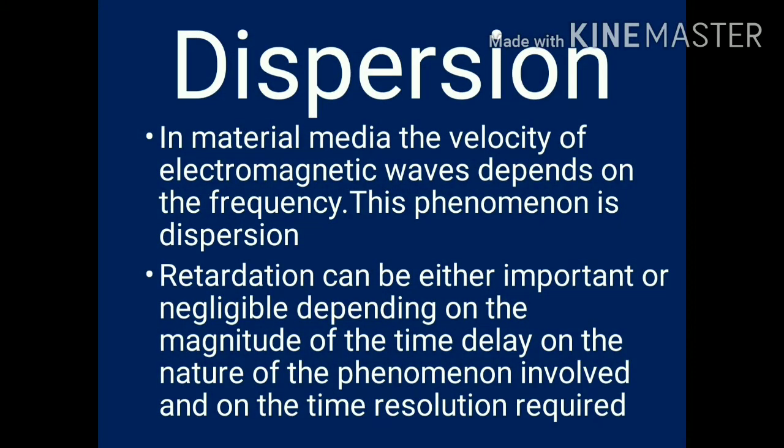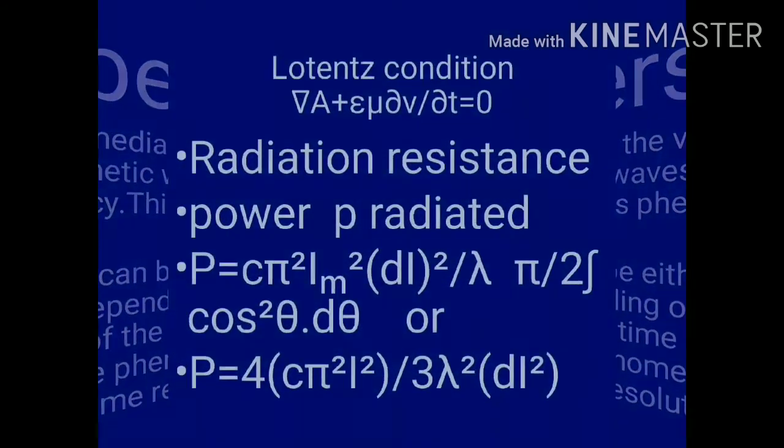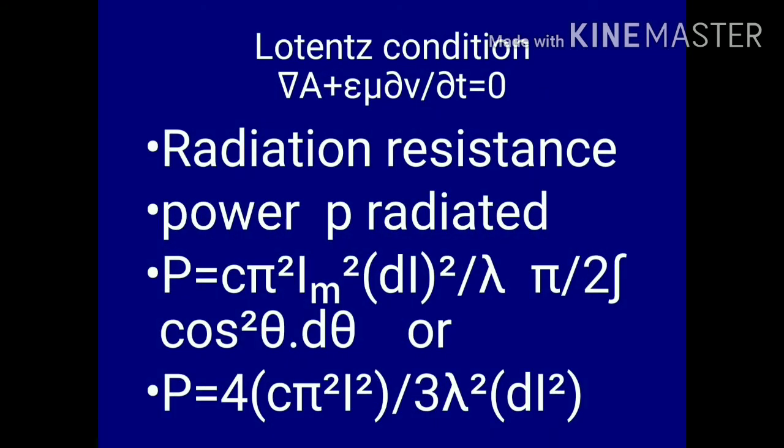Dispersion. In material media, the velocity of electromagnetic waves depends on the frequency. This phenomenon is dispersion. Retardation can be either important or negligible depending on the magnitude of the time delay, on the nature of the phenomenon involved, and on the time resolution required. Lorentz condition: del dot A plus epsilon mu dou V by dou t equal to 0.